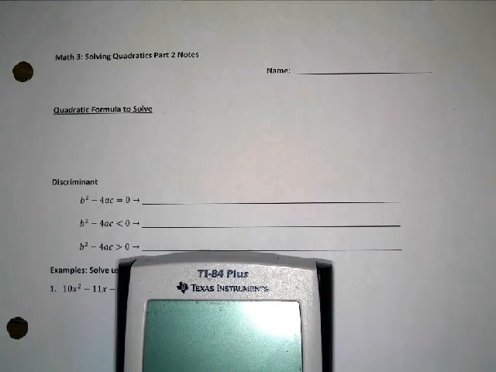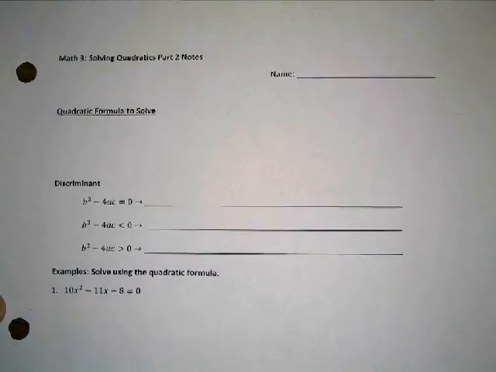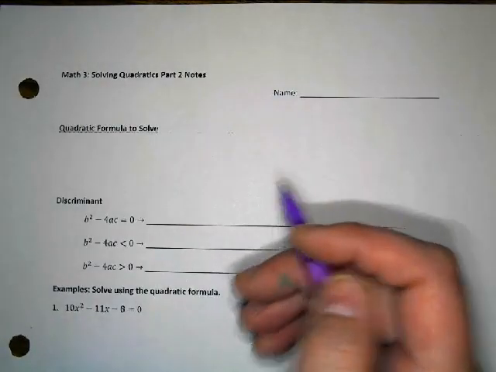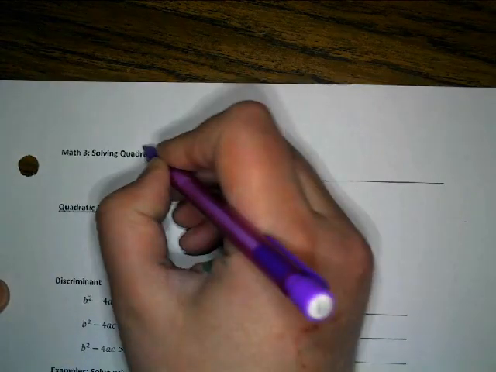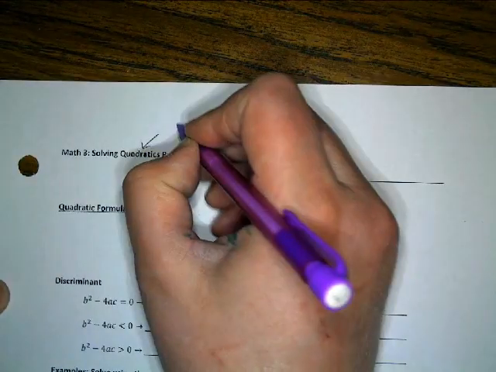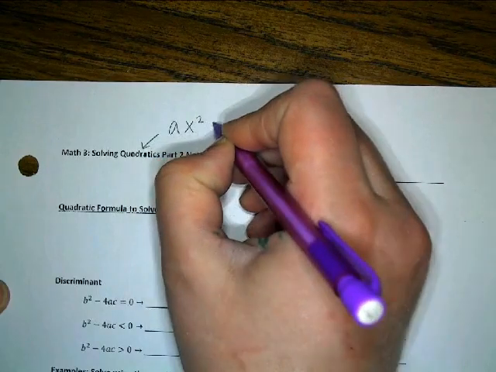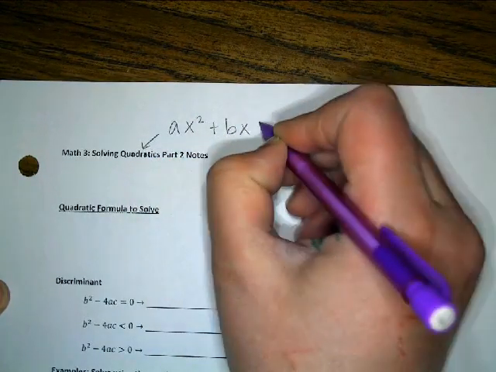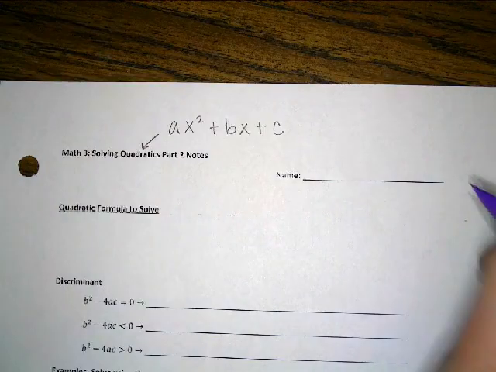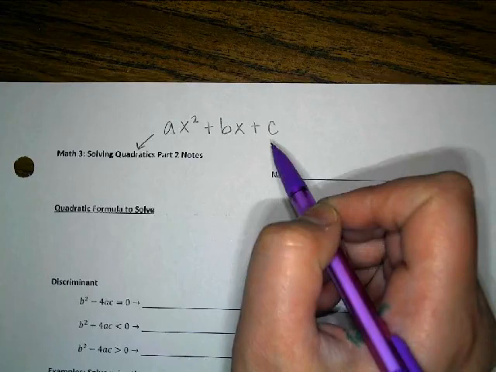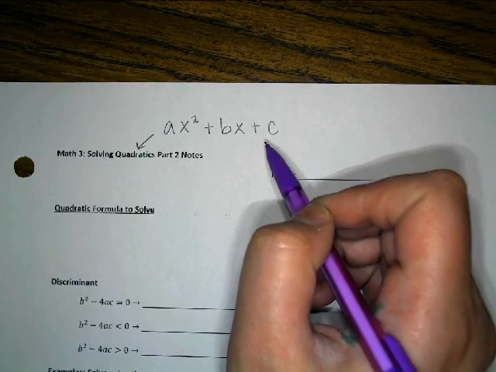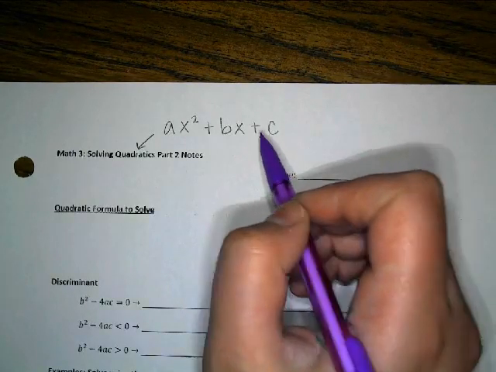What we were just doing is we were using the process of factoring to solve quadratics, and what we're going to do today is we're going to use the quadratic formula to solve quadratics. So a quadratic is something that's written as ax squared plus bx plus c. When it's written like this, and it doesn't have an equal sign, that's when we were factoring them, just factoring them. That's what the quiz was on yesterday.